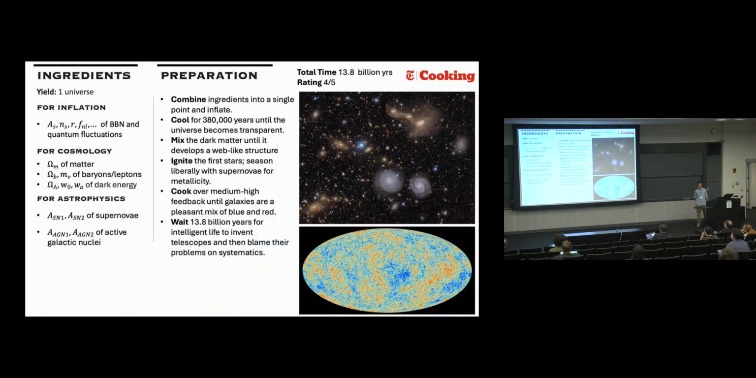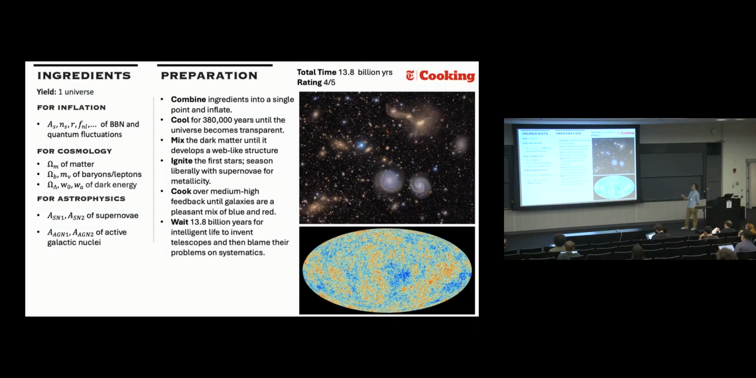And say that this is how you build a universe, right? So I think of computational cosmology as an extension of the culinary arts, right? In that, when we construct a simulation of the universe, we take some ingredients, like some parameters from the Big Bang and inflation, some ingredients of matter, of baryons, of dark energy, and some types of supernovae or types of active galactic nuclei and all sorts of interactions that can happen in a simulation, right? And then I follow a procedure to run a simulation. I combine all the ingredients into a single point, and I inflate.